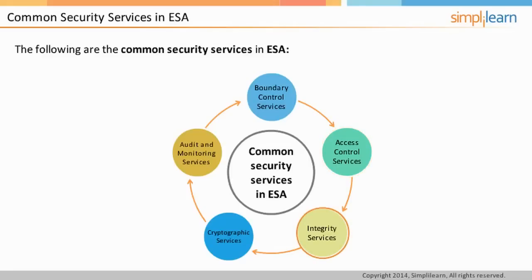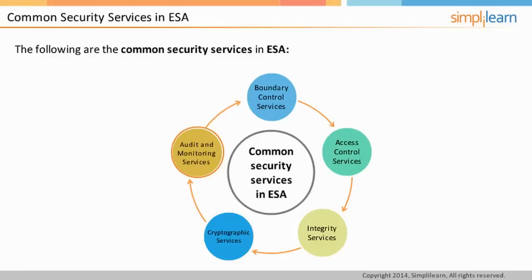Integrity services. Integrity services focus on the maintenance of high-integrity systems and data through automated checking to detect and correct corruption. Cryptographic services. Cryptographic services focus on common services that can be deployed and reused by a variety of systems like public key infrastructure, or PKI.